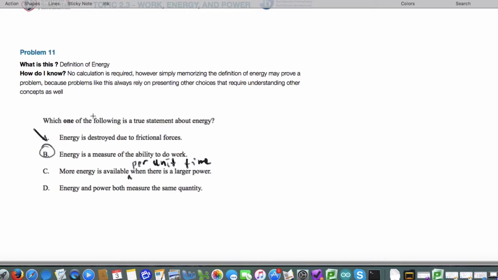But maybe we have a really powerful machine that's turned on for just a tiny fraction of a second, and then a really weak machine that's turned on for hours, and over a long time, that weak machine generates more energy. So C doesn't work. And energy and power are not the same quantity. Power has units of joules per second, and energy has units of joules. So don't confuse those two. So it is, in fact, choice B.